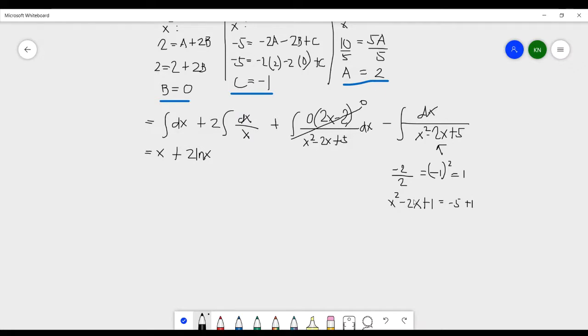So if you try to factor this one, that is equivalent to x minus 1 squared, and then this one, negative 5 plus 4, that is plus 4 if you transpose that to the other side of our equal sign. So we already have this one. So basically, we can replace that with dx over x minus 1 squared, and 4 here can be replaced with 2 squared.